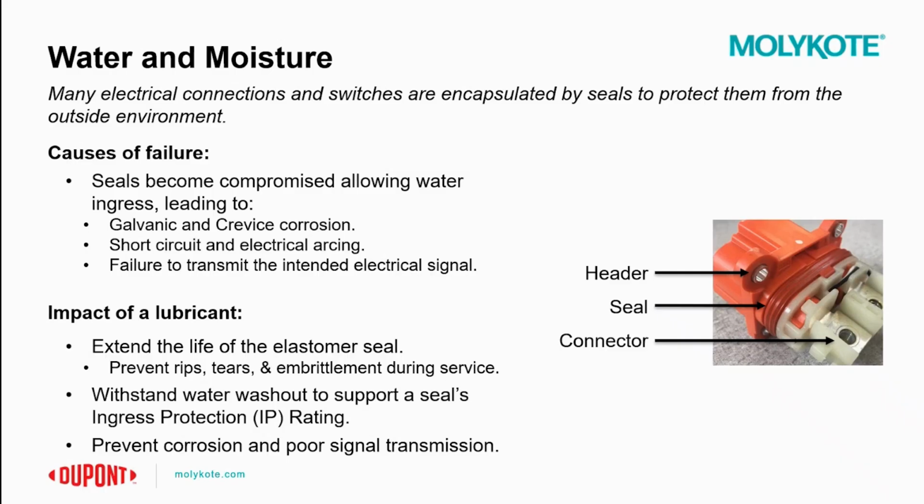Fortunately, lubricants can help prevent these failure modes. Primarily, applying a lubricant can help extend the life of the elastomer seals. They help prevent rips, tears, swelling, and embrittlement during service. Additionally, lubricants can support a seal's ingress protection, or as they call it, IP rating. This added layer of protection ultimately helps prevent corrosion and poor signal transmissions.